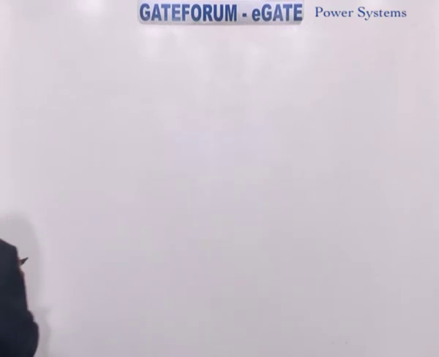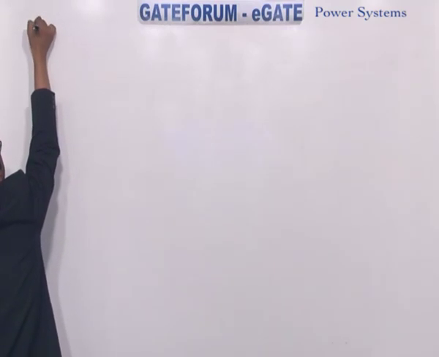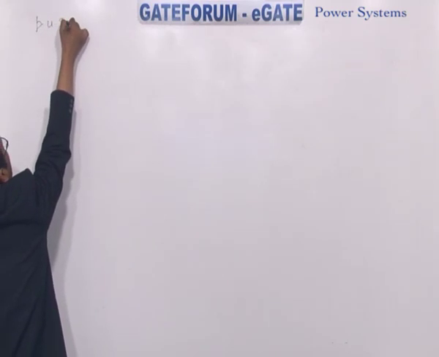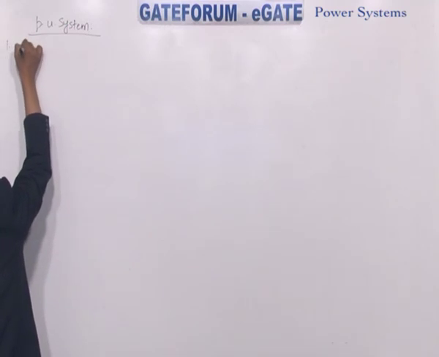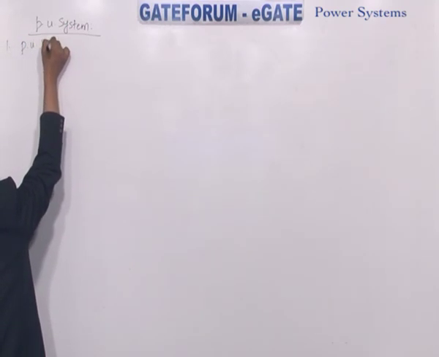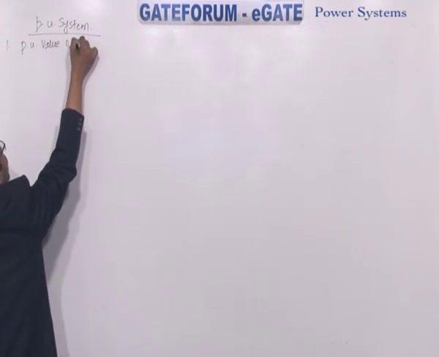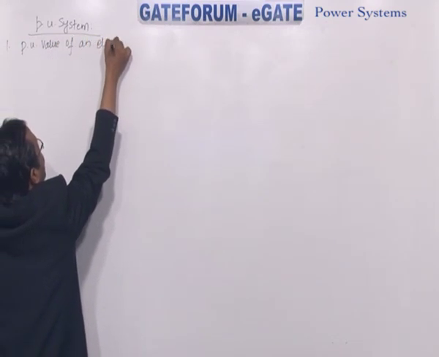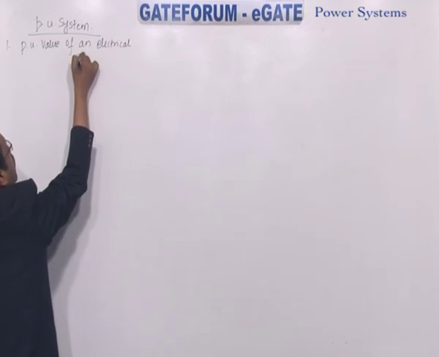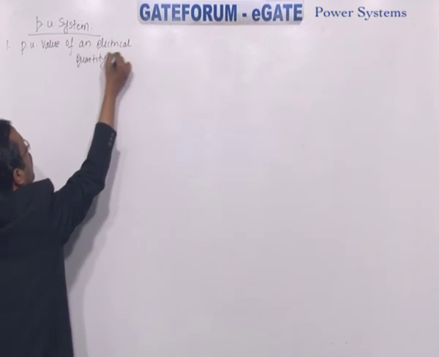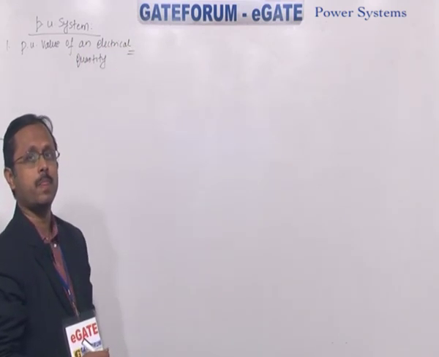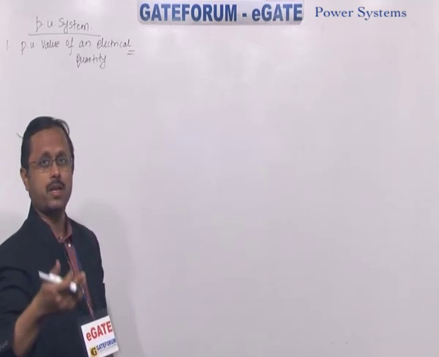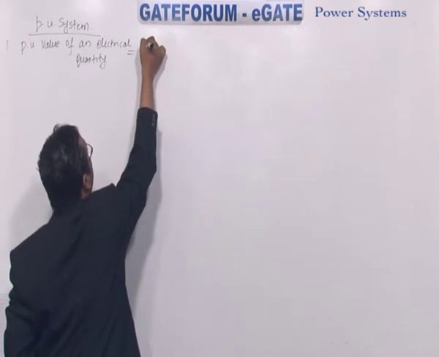So now we continue with per unit system analysis. So how do you define per unit value of an electrical quantity? You know, actual value by base value. So how do you write this one?